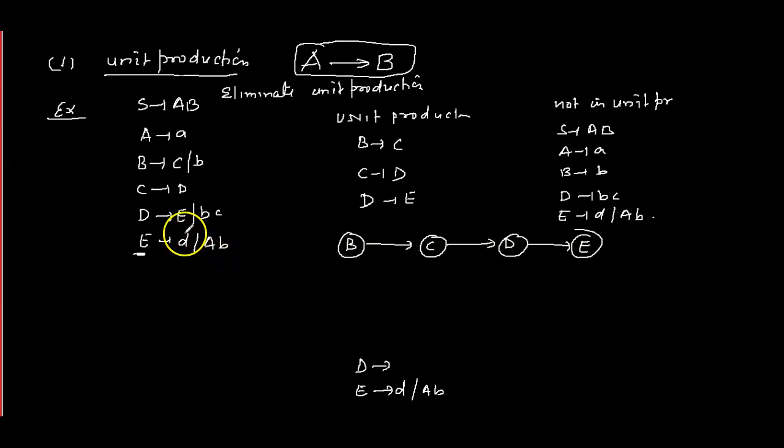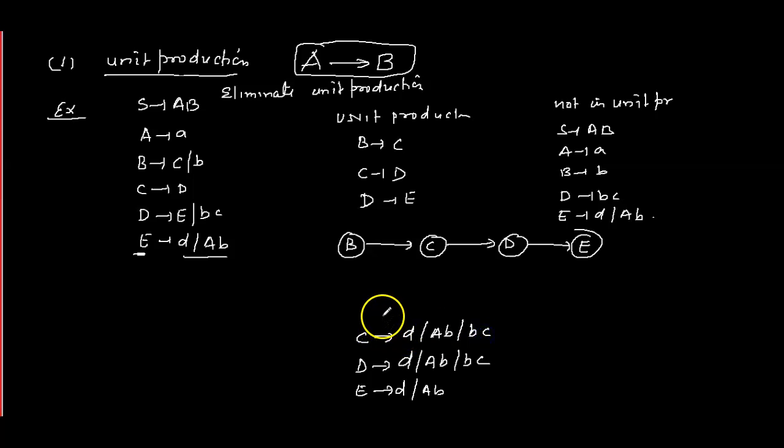This is a unit production, so you have to remove it and put the value of E. The value of E is this, so I put it here: D derives AB and BC as is. Similarly, C derives D. D is a unit production here, so whatever the value of D, you substitute here.